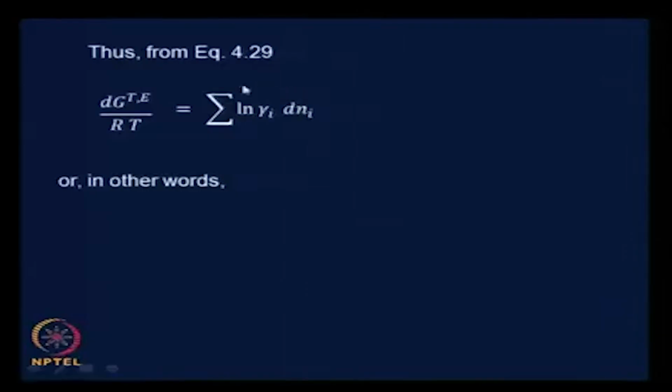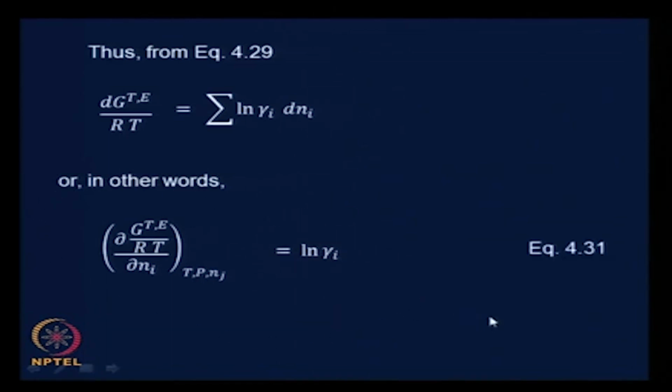Now this is where we are getting to the overall goal of this particular subsection, which is to find means of estimating gamma i's, the activity coefficients. In other words, if you take the partial derivative of the left hand side with respect to a particular ni with all other n's remaining constant, and at constant T and P of course, this will be equal to ln gamma i. It is easy to see: this is ln gamma 1 dn1 plus ln gamma 2 dn2 and so forth. Suppose we take the partial derivative of GTE by RT with respect to n2 at T, P and all other n's remaining constant. All other terms will drop out except the ln gamma 2 term. So that is what this gives us, and this is equation 431.